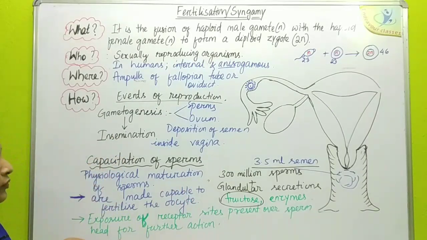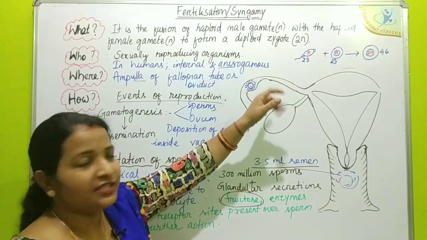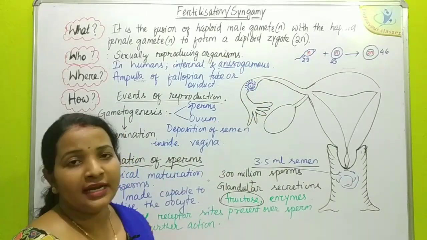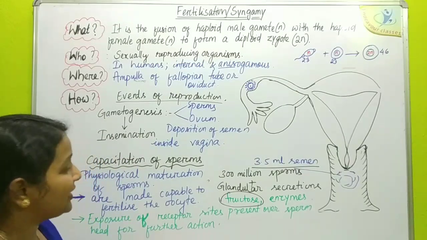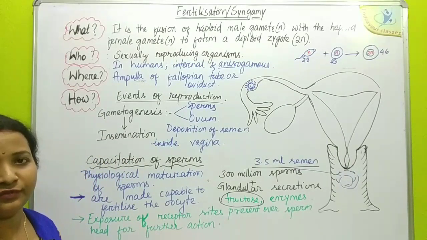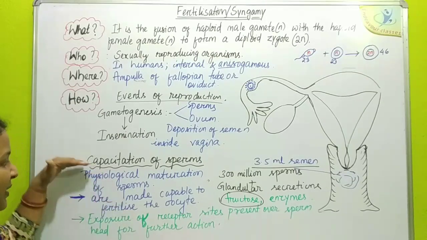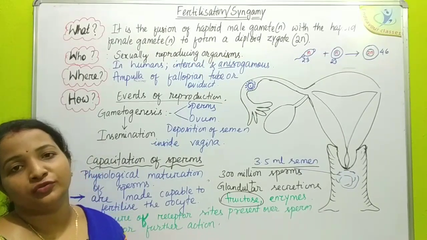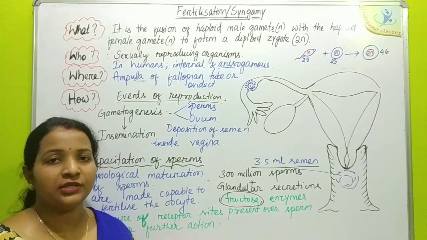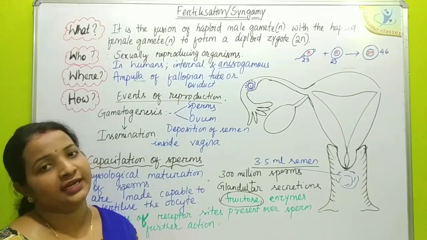So now the capacitated sperms have reached the surface, and the main events of fertilization begin. That is the acrosome reaction, which is the beginning of the fertilization process. The capacitation leads to the acrosome reaction. We are going to discuss the acrosome reaction and the further events of fertilization in another session.